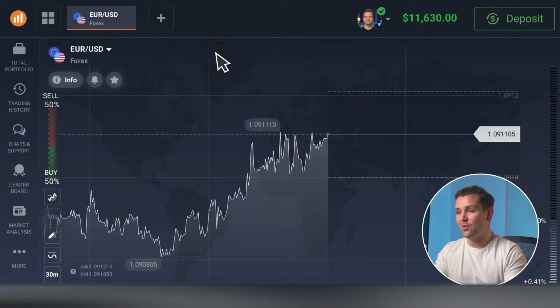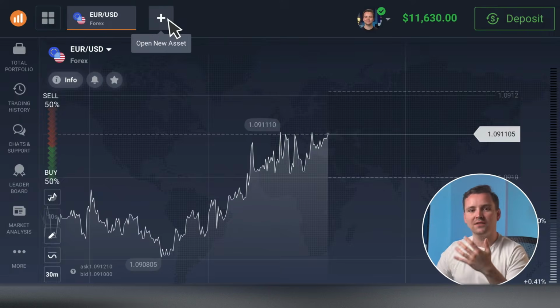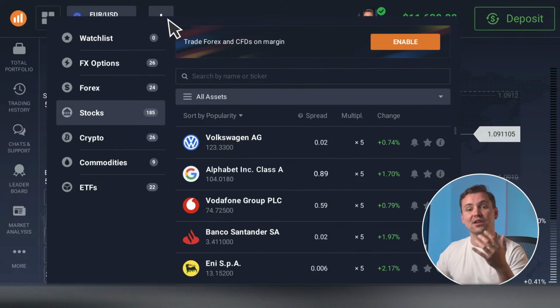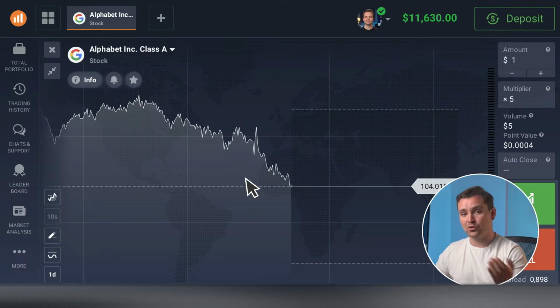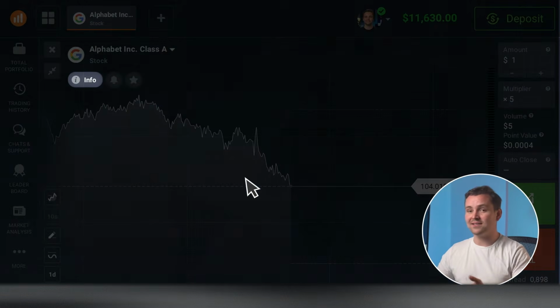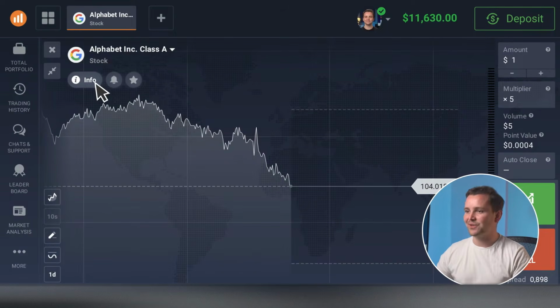Okay, so let's now take a closer look at how you may place a CFD trade on the IQ Option platform. First of all, I should open a new asset. To do it, I press the plus sign in the upper panel and select a CFD asset. For example, I would like to trade Alphabet stock via CFDs, so I choose this asset. When I've chosen an asset to trade, the first thing I usually do is study information about the asset. Right on this chart, just below the asset name, there is a tab called Info. So let's click on it and see what it says.